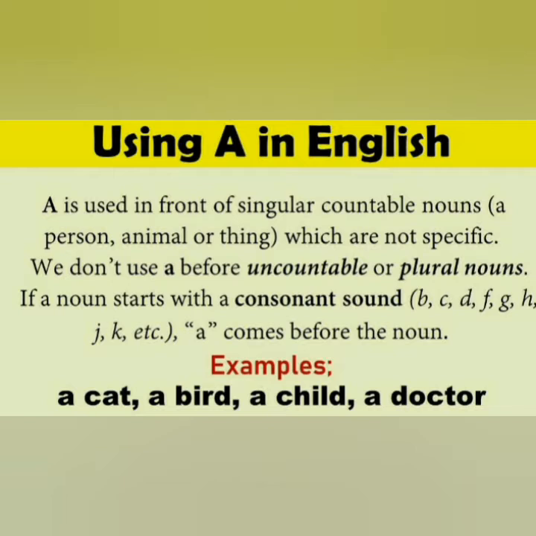A is used in front of singular countable nouns, a person, animal, or thing, which are not specific. We don't use a before uncountable or plural nouns. If a noun starts with a consonant sound, B, C, D, F, G, H like that, before the noun we have to use a. Examples: a cat, a bird, a child, a doctor.